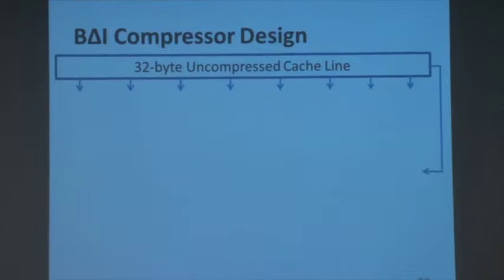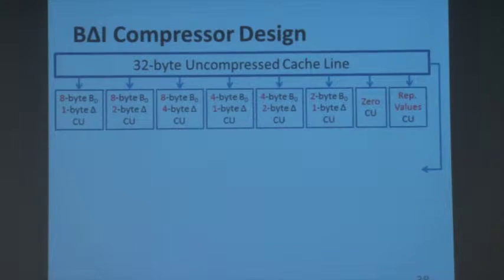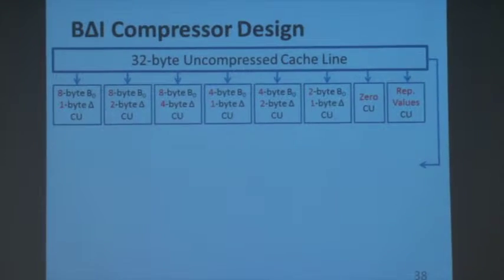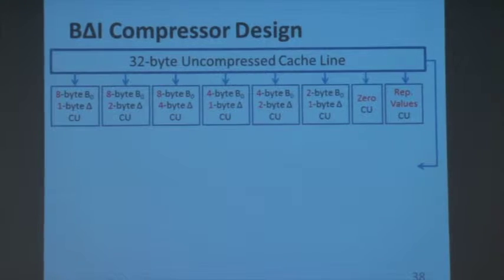So now about compressor design. That's the question that you have. There are multiple different compressor units. They differ, well, there are two very simple ones, zero and repeated values. But there are also other ones. So for instance, there is 8-byte base, 1-byte delta.